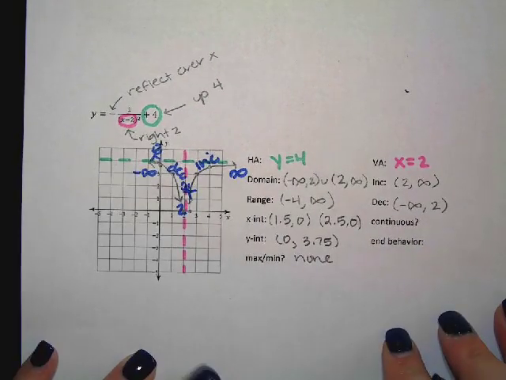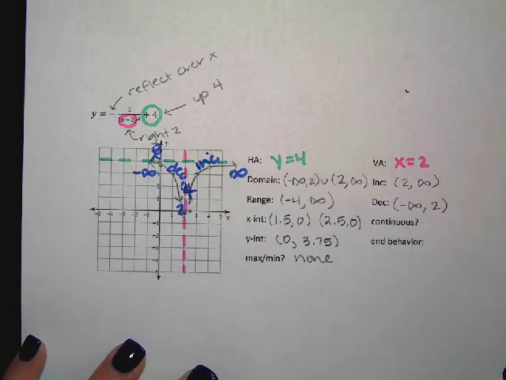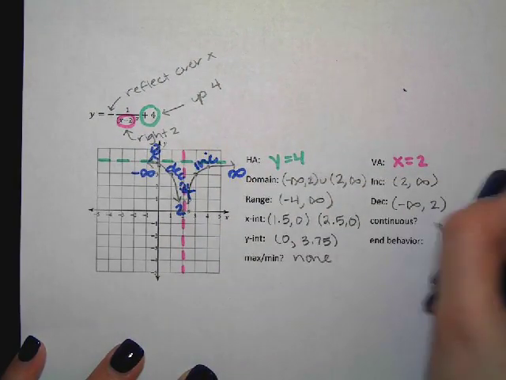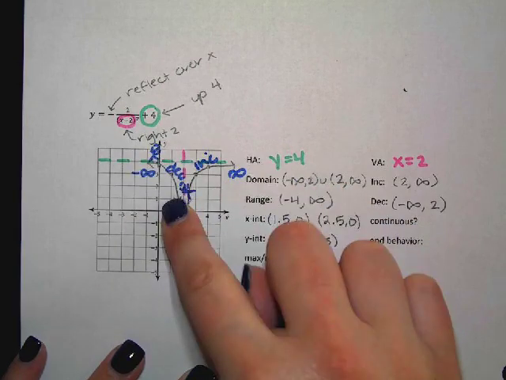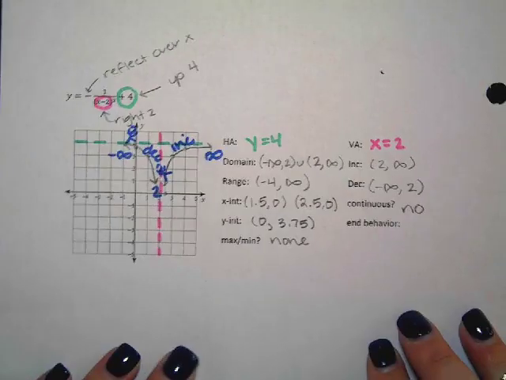Okay. Is the graph continuous? Can you trace it without picking up your finger? No, you definitely have to pick up your finger to hop over that asymptote. So trace it, hop over, trace it. So we're going to say no, it's not continuous.